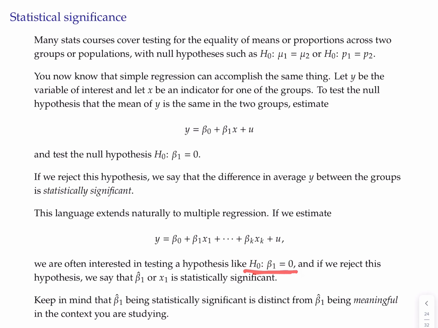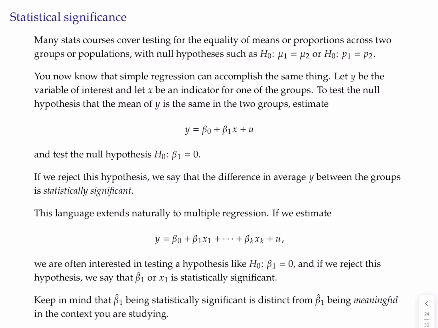Okay. Another thing I want you to keep in mind, though, is that I think statistical significance, while it's important, is sometimes overemphasized. So statistical significance of your estimate beta 1 hat is distinct from beta 1 hat being meaningful, like of a large magnitude in the context you're studying. So we'll talk about some examples of this in class.